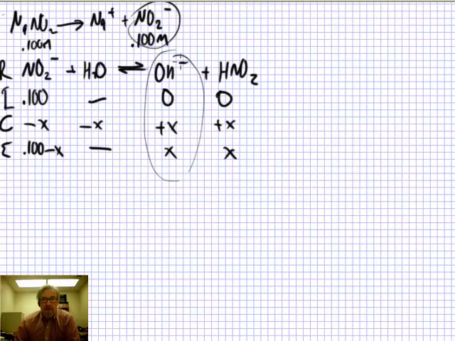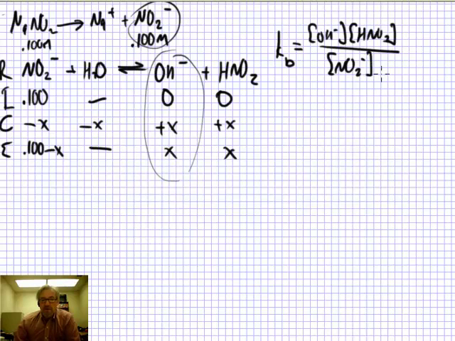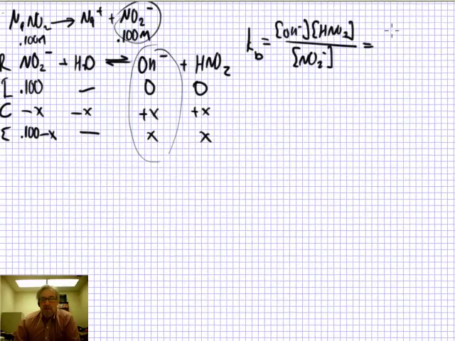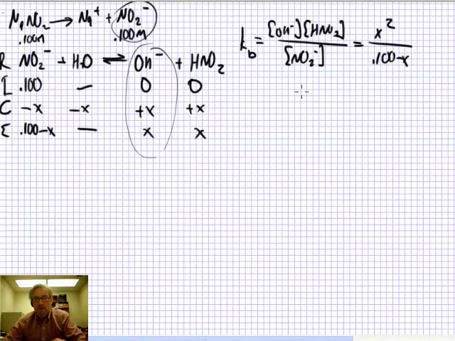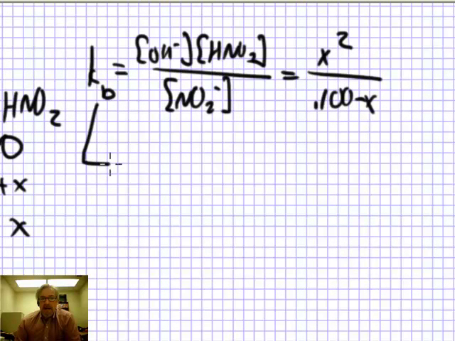Well, Kb for this reaction is going to be the concentration of OH minus times the concentration of the conjugate acid divided by the concentration of the NO2 minus, and water is not in this expression. And this would be equal to X squared divided by 0.100 minus X. Now the problem here is that we do not have the value of Kb for NO2 1-. And if you try and look up Kb for NO2 1-, you will probably not be able to find it.